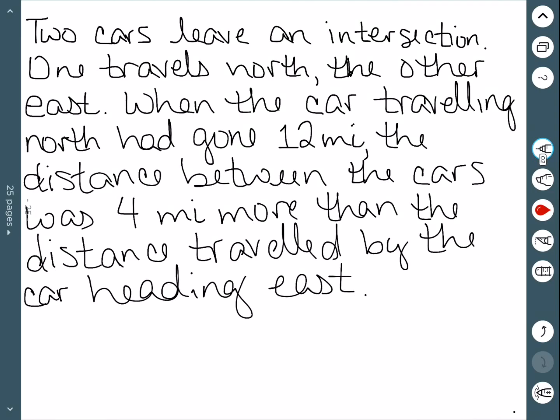Maybe drawing a picture. We have them leave an intersection. One goes north, the other east. The one going north had gone 12 miles. We also talk about the distance between them, which is the straight line between them. And we know that this is 4 miles more than the car traveling east. We'll call that distance x. Now we have this triangle.